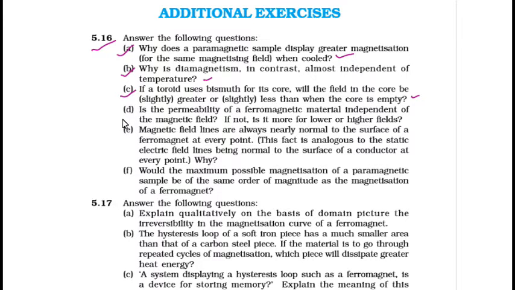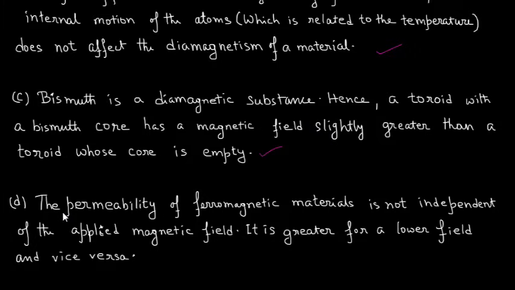Question number D. Is the permeability of ferromagnetic material independent of magnetic field? If not, is it more or lower at higher fields? Let us see the answer. The permeability of a ferromagnetic material is not independent of the applied magnetic field. It is greater for the lower field and vice versa. Let us see the next question.